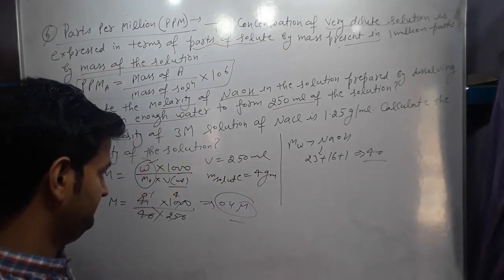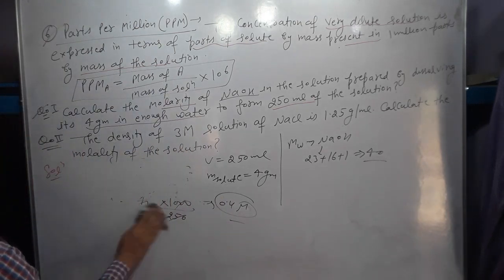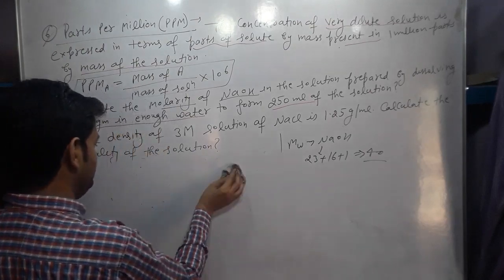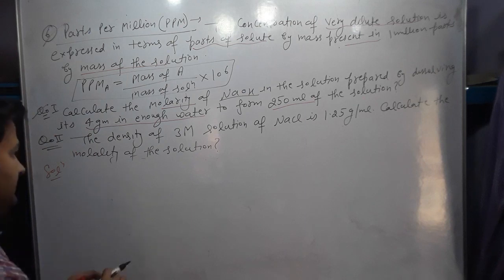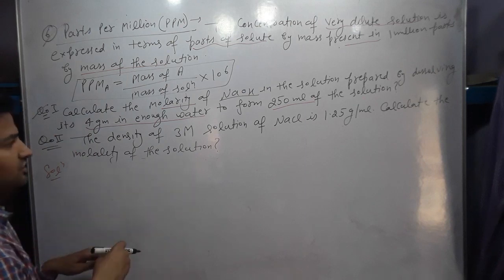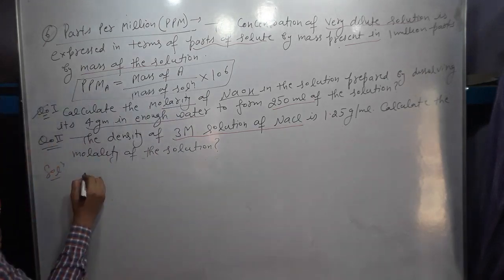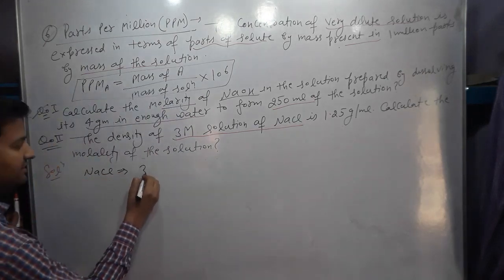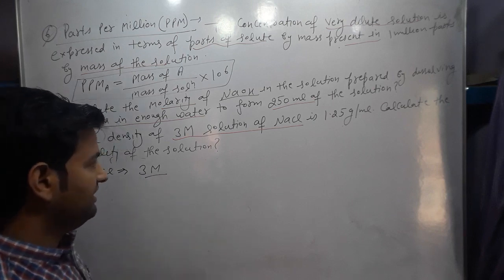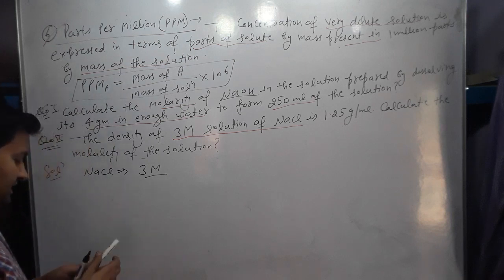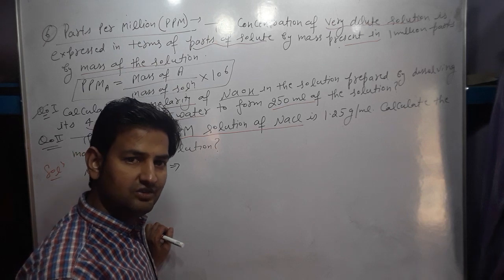Our second question is different from this. In the second question, read the statement. We have given the density of 3 molar solution of NaCl. It means the molarity is given. The solution is NaCl and it is 3 molar. First we understand what we mean by 3 molar. 3 molar means, what is molarity? Number of moles of solute per liter of the solution.